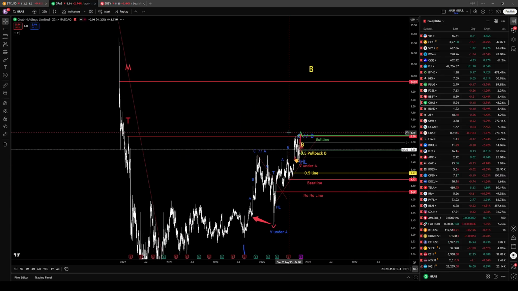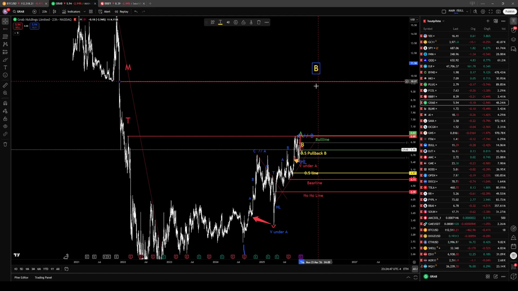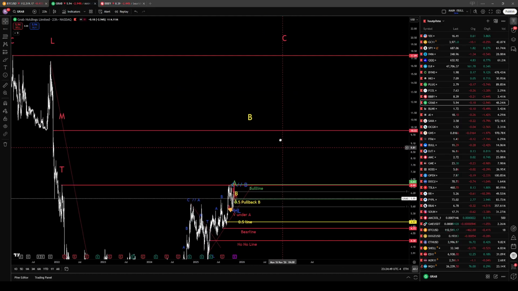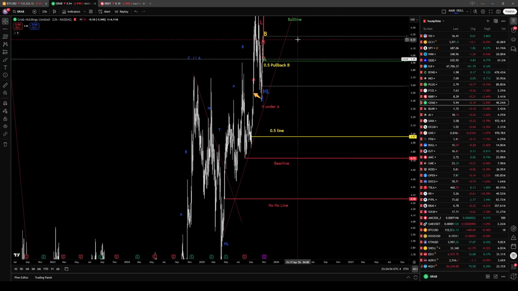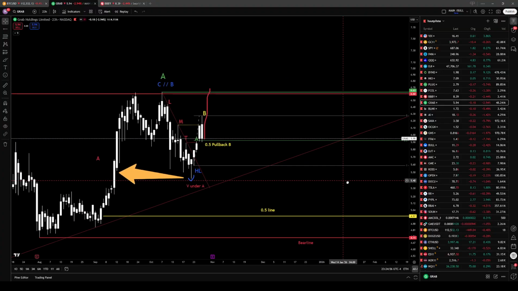Next target is $12 to $9, and then pullback, and then break out to C. For confirmation levels.